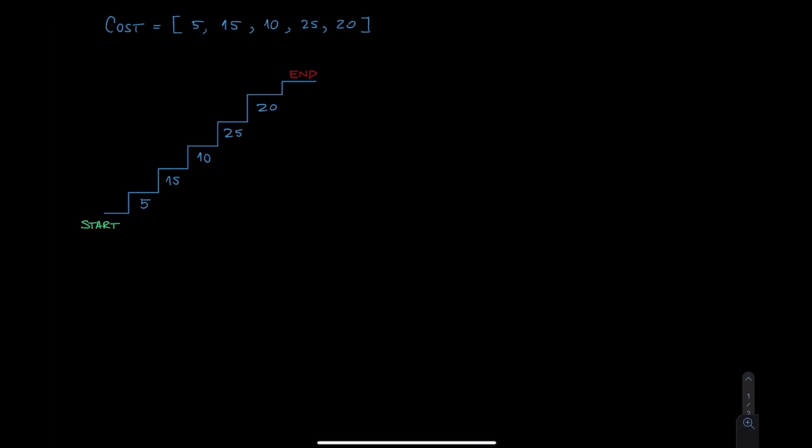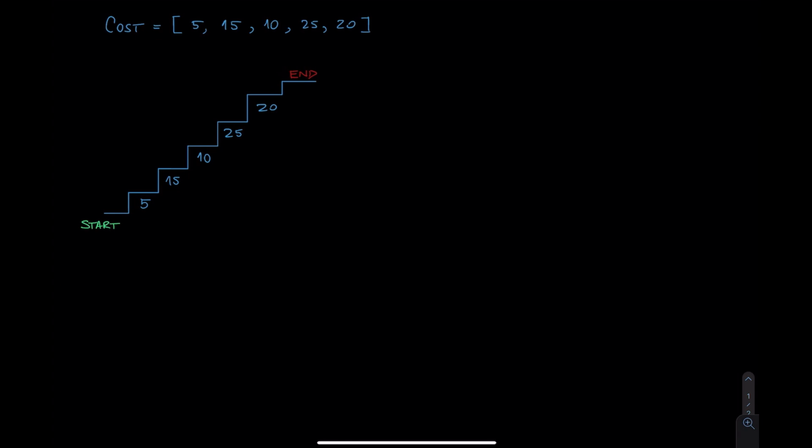Welcome to the conceptual overview of the minimum cost of climbing stairs problem. As you can see here, as an example, I took this array containing 5, 15, 10, 25 and 20. I purposely didn't pick a sorted array so that you can see that the input doesn't have to be sorted. And I also drew the stairs here. This problem is a mix between a greedy algorithm problem and a dynamic programming problem, because we will use a greedy approach to solve it and we will use dynamic programming to optimize it.